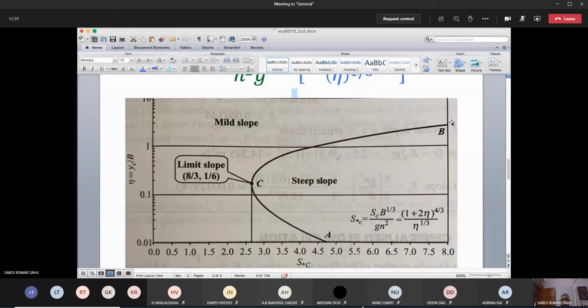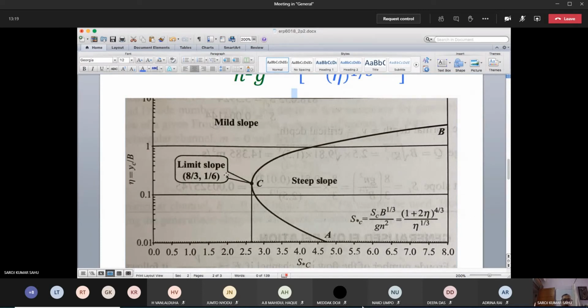And on this line, everywhere, at all the points, the flow Froude number is 1.0, or the flow is critical on this curve. Obviously, this portion has been written as steep slope, and this portion has been written as mild slope.